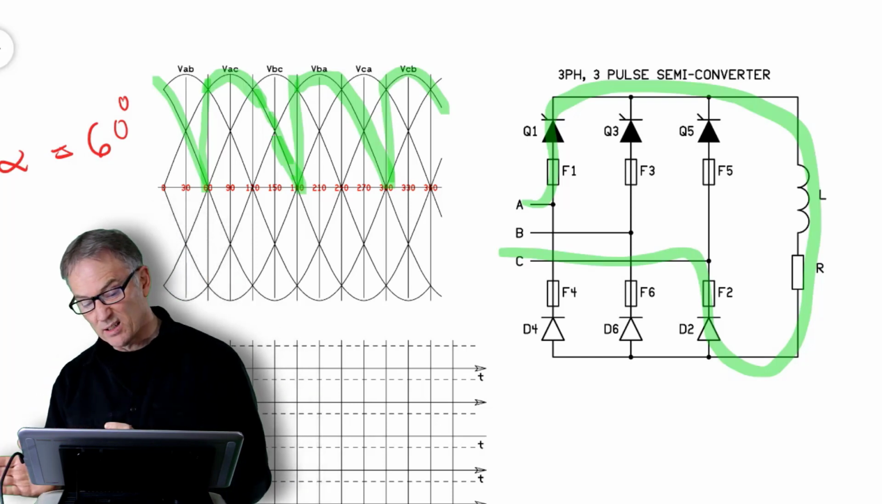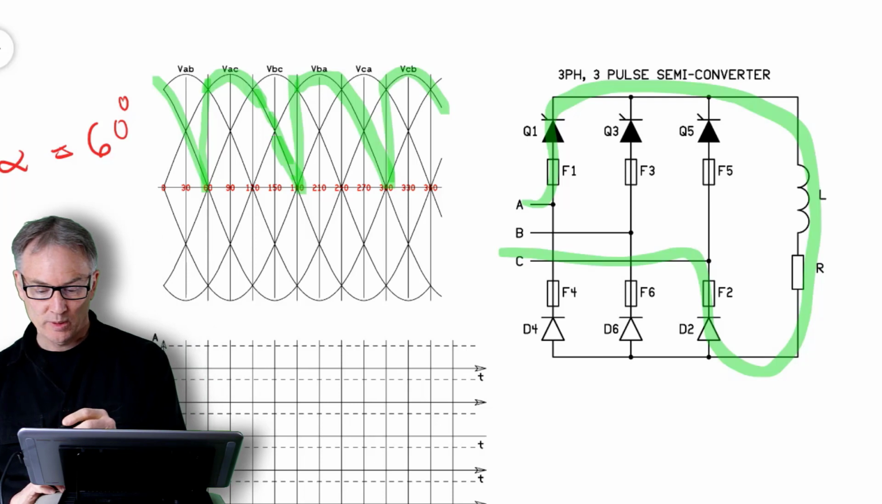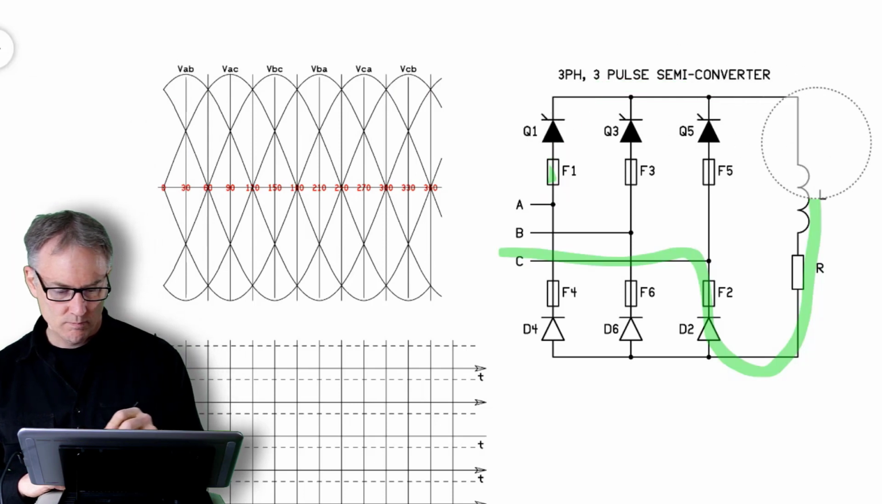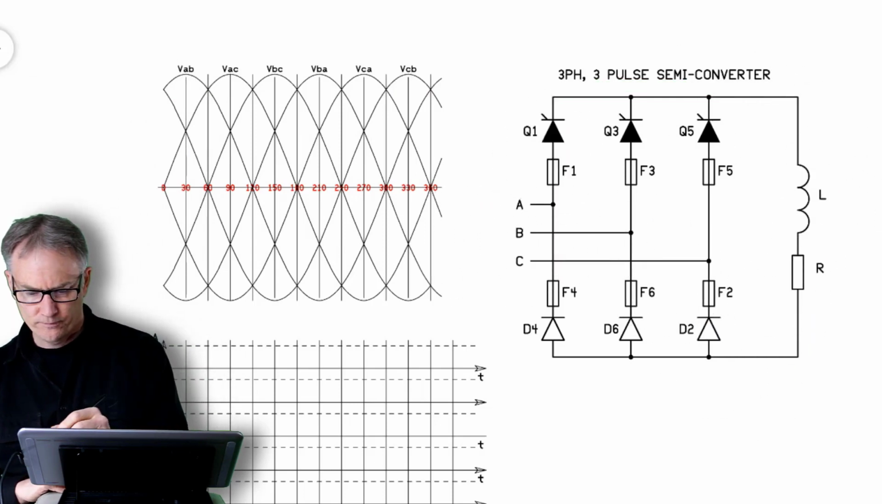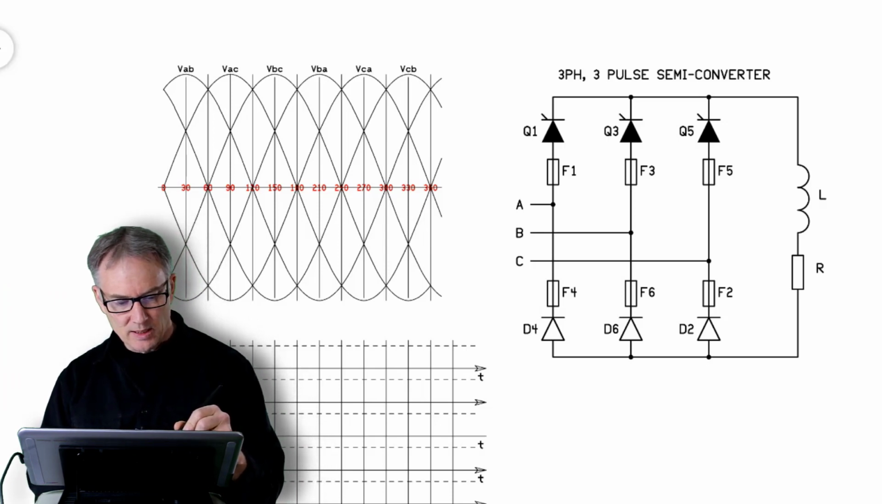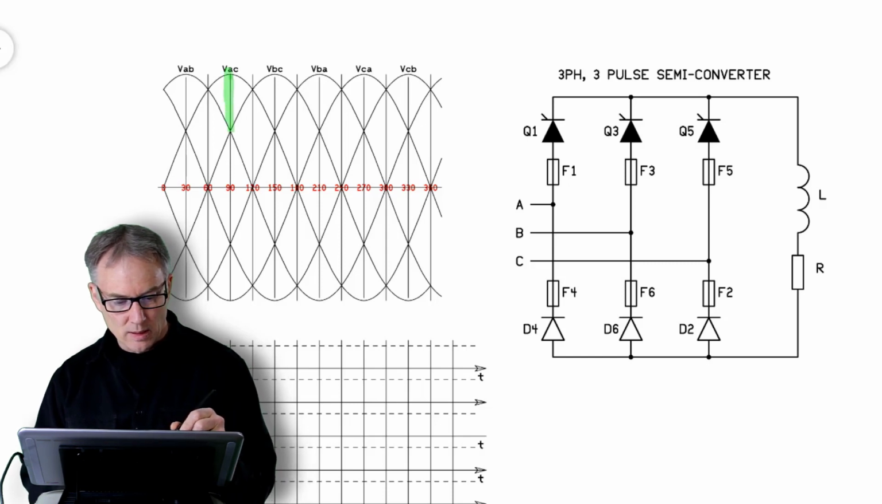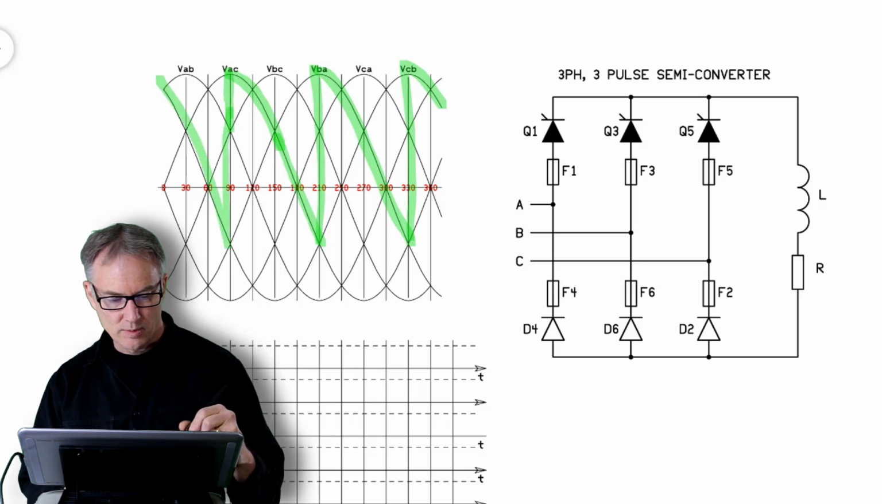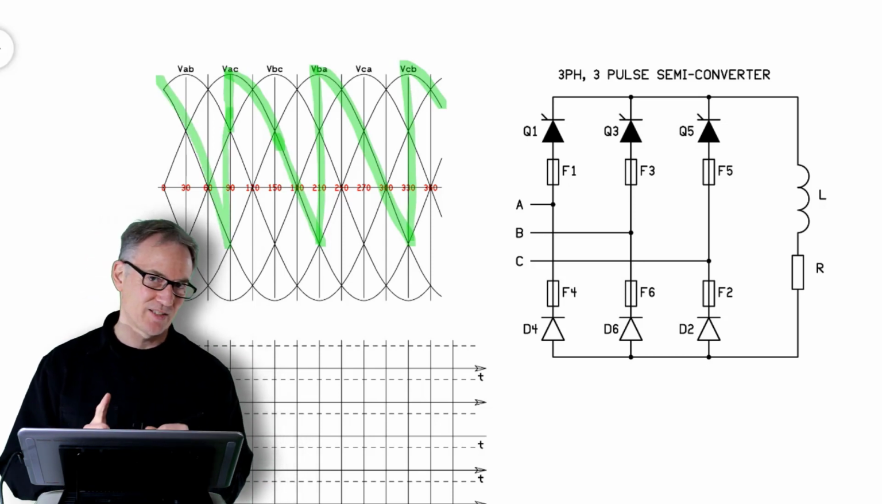Okay, let's try going back a little bit further. Let's try 90 degrees and see what we get. Now at 90, I'm going to be following VAB, then I see that VAC takes over, so right here is where I turn on. Okay, so I'm going to follow that all the way through for 120 degrees. And then I switch up to here, and I switch up to there, so I do that. But that's not technically correct.